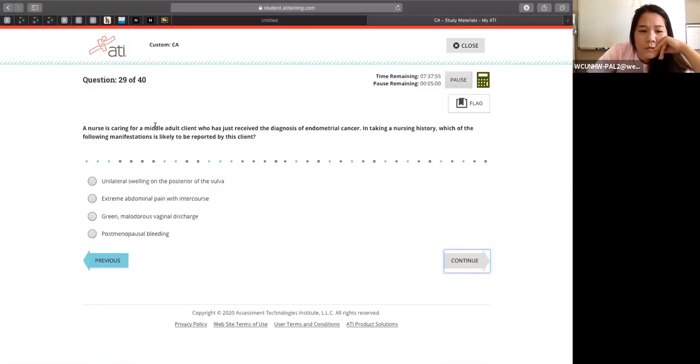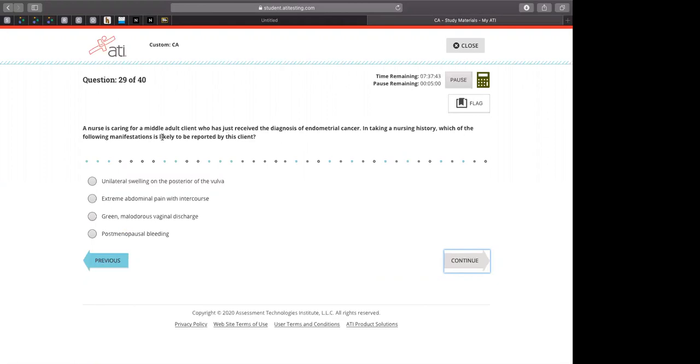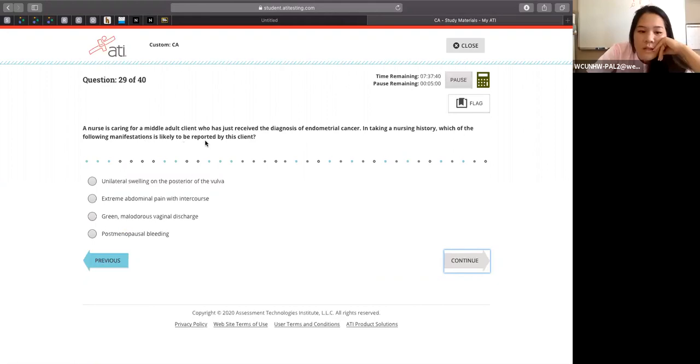A nurse is caring for a middle adult client who has just received a diagnosis of endometrial cancer. In taking a nursing history, which of the following manifestations is likely to be reported by this client? So they have endometrial cancer, endometrium. What is the manifestation that they're likely going to report? Unilateral swelling, extreme abdominal pain with intercourse, green and malodorous vaginal discharge, post-menopausal bleeding.